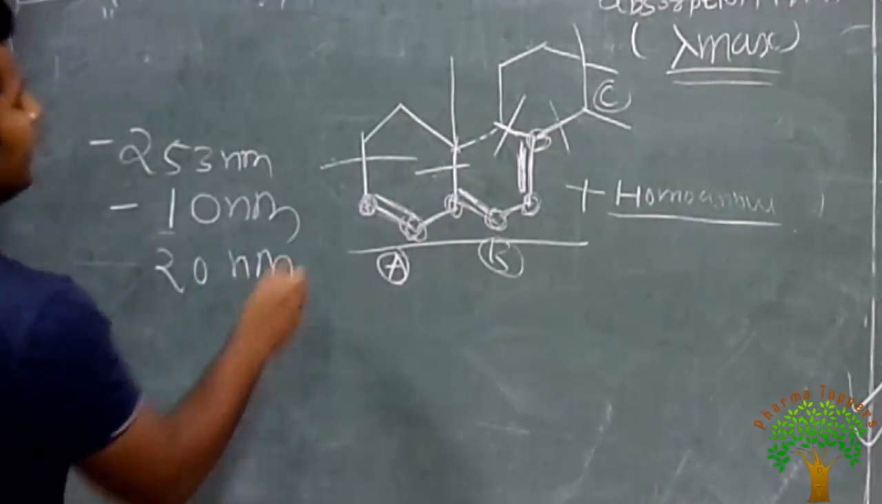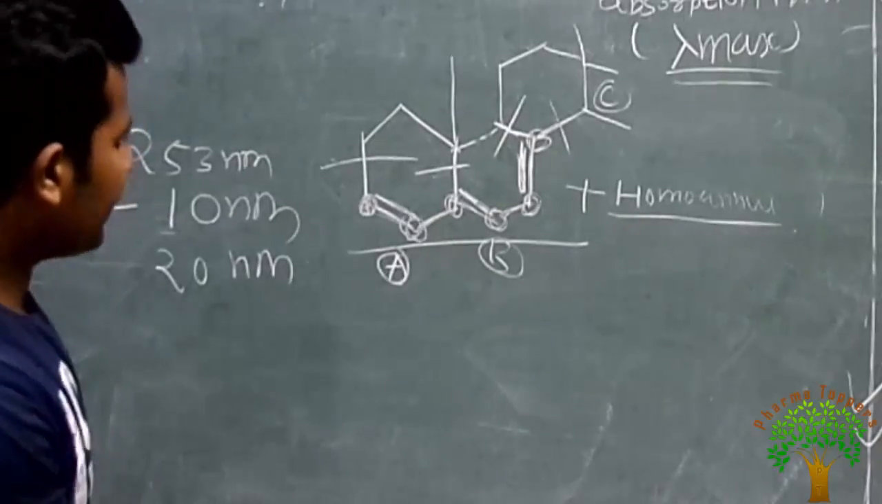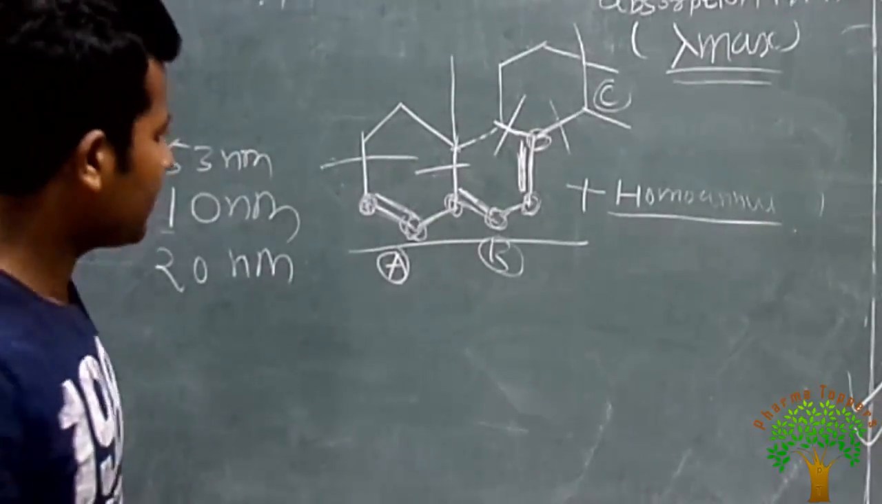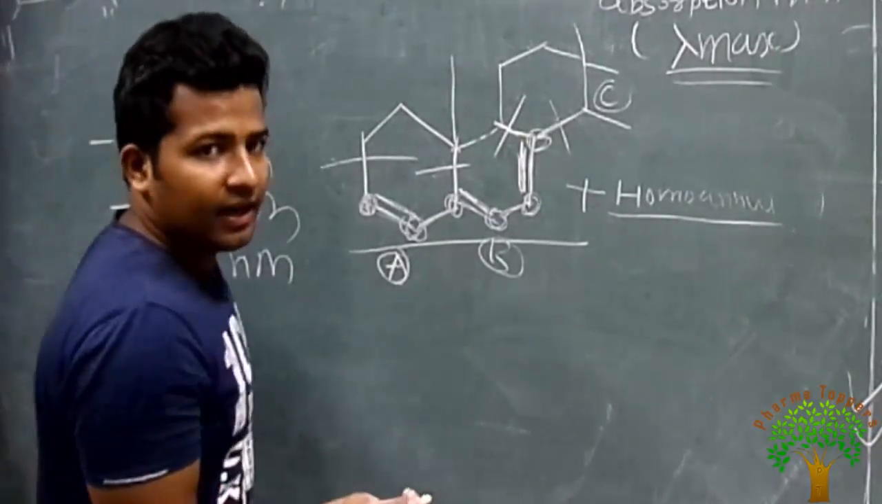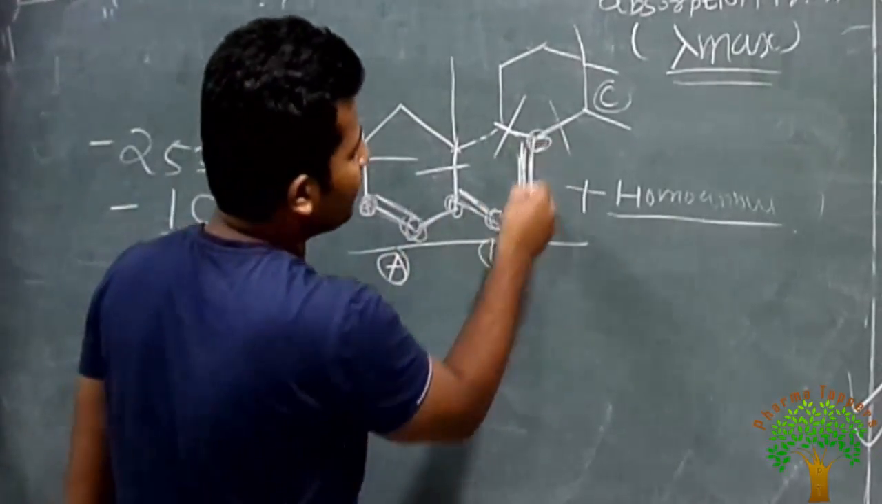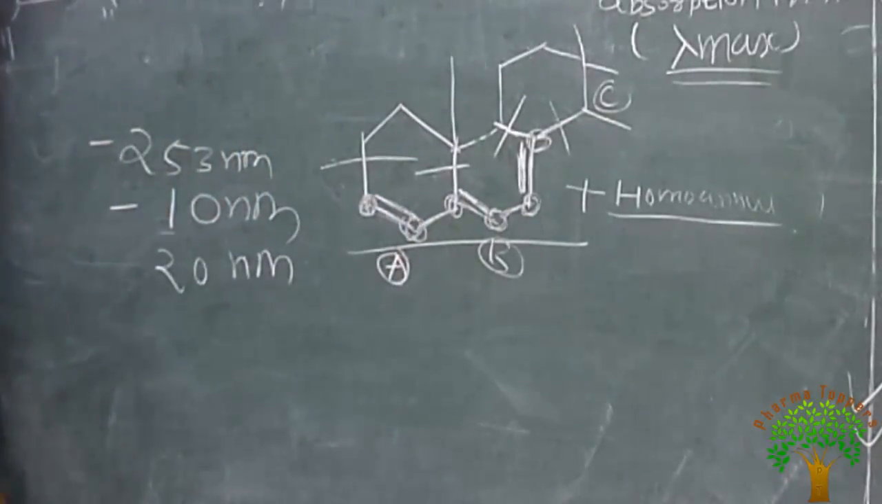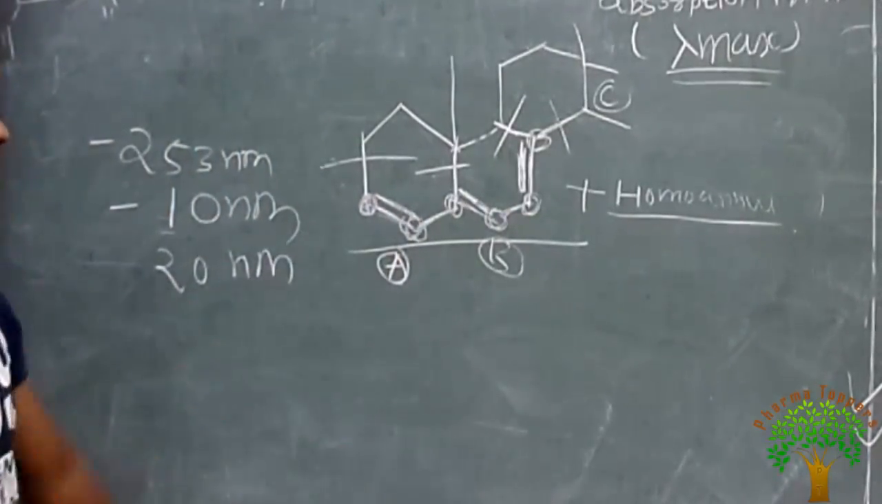That is 20 nanometer. Fifth rule: is any increment present in our structure, any alkyl group or any functional group? If you see the structure, there is an absence of any increment in the structure. There is nothing about increments.